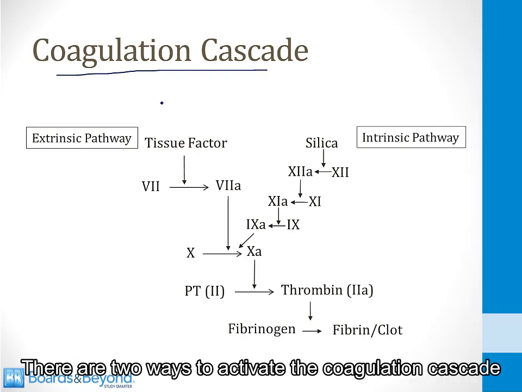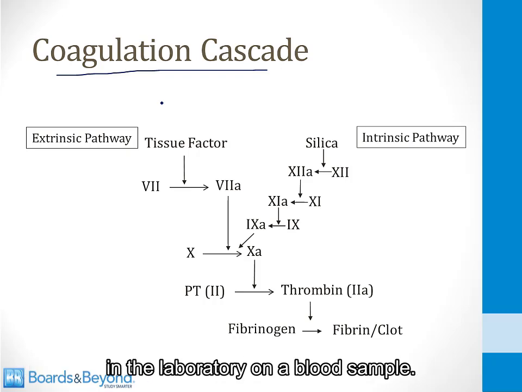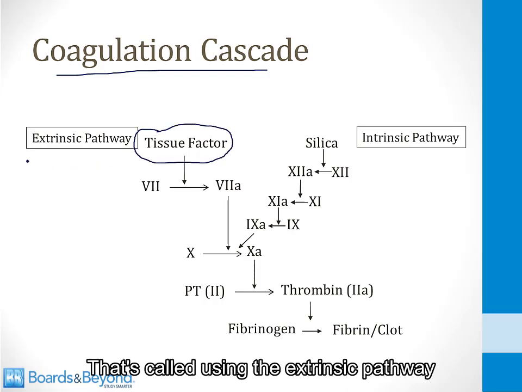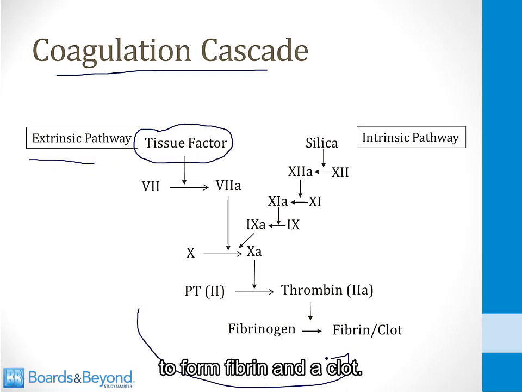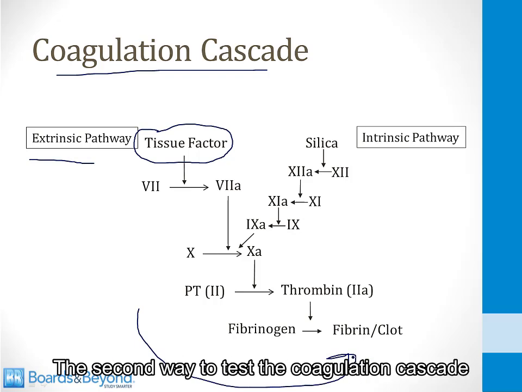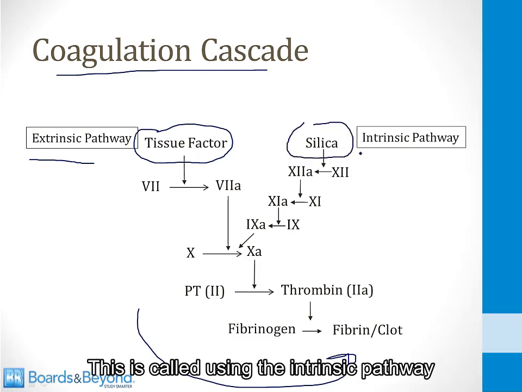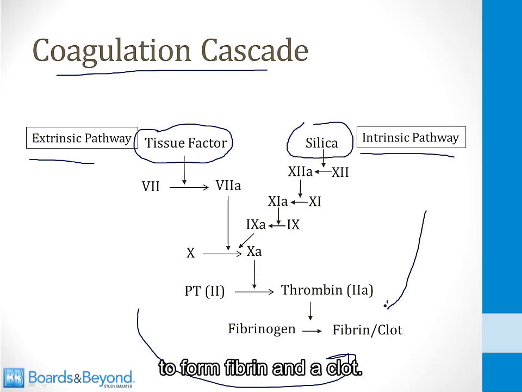There are two ways to activate the coagulation cascade in the laboratory on a blood sample. The first way is to add tissue factor. That's called using the extrinsic pathway to form fibrin and a clot. The second way to test the coagulation cascade is to add a negatively charged substance like silica. This is called using the intrinsic pathway to form fibrin and a clot.